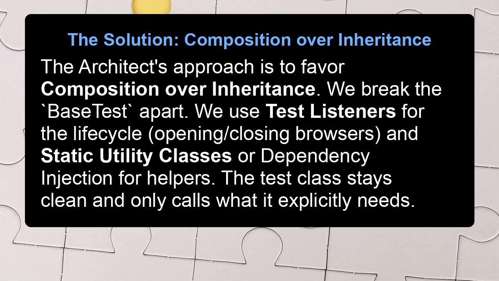composition over inheritance. The architect's approach is to favor composition over inheritance. We break the base test apart. We use test listeners for the lifecycle, opening or closing browsers, and static utility classes or dependency injection for helpers. The test class stays clean and only calls what it explicitly needs.